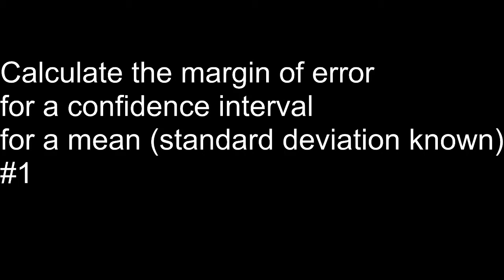This video is on the objective: calculate the margin of error for a confidence interval for a mean, where the population's standard deviation is known. Sigma is known here. And this is number one. So this is the first video where I'm going over a question related to this objective in your Newton Alta homework.